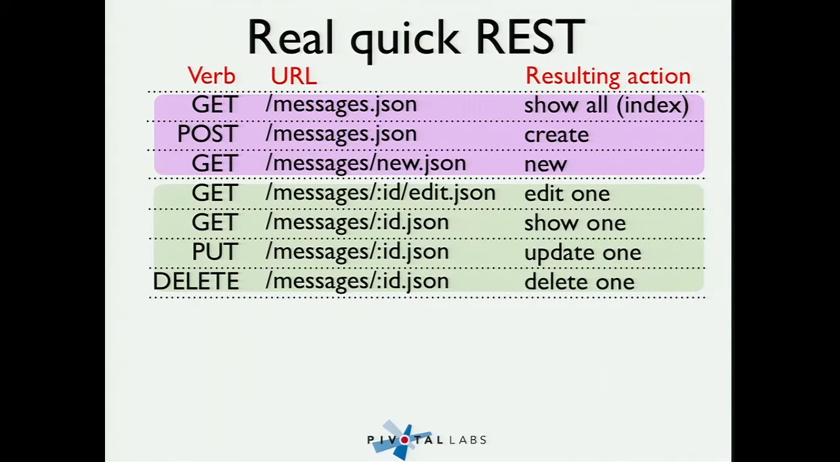The only reason you need to know this is because Backbone knows about REST. And you don't need to memorize this chart. The important thing to take away is that if I give you /messages, then you can figure out where all the rest of the endpoints are. Right? There's a standard format for how that works.